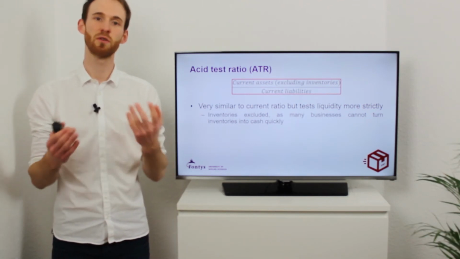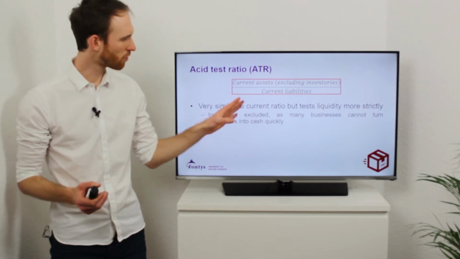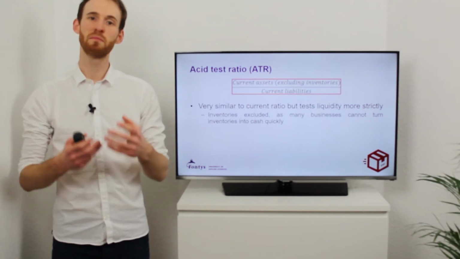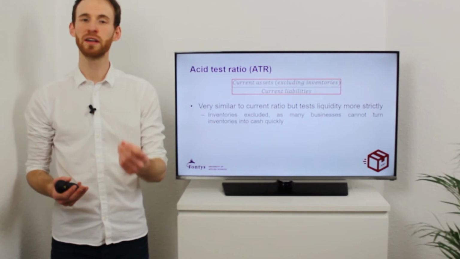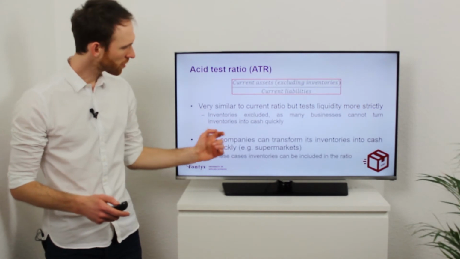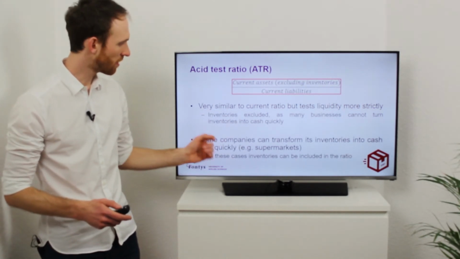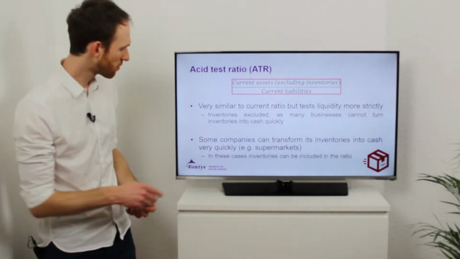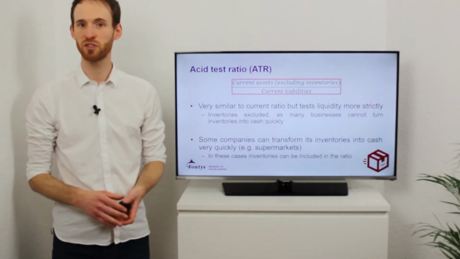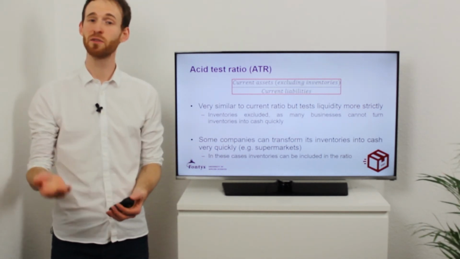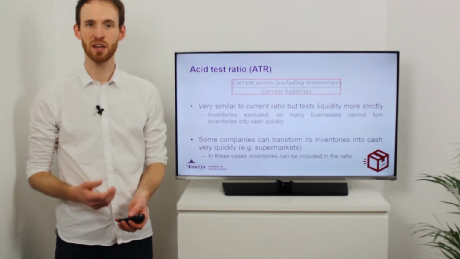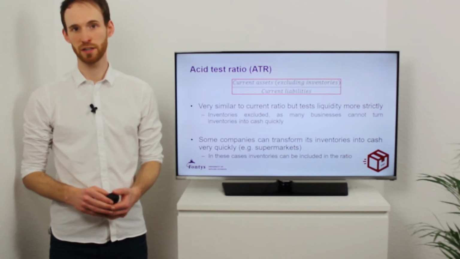Because as we said, cash is the most liquid asset, we exclude inventories because they are less liquid than cash. And so we have a better proof of how liquid a company is and how easily the company can pay its liabilities. Some companies can transform their inventories to cash very quickly, for example supermarkets. In these cases, the inventories can be included in the ratio. So you see, again, it depends on the industry. But if you are in an industry where it's difficult to turn inventories into cash, then this ratio definitely makes sense, because then we can get a better measurement of the liquidity.